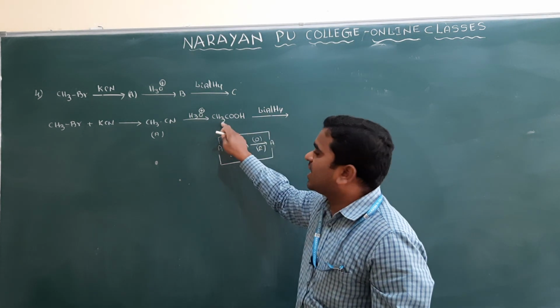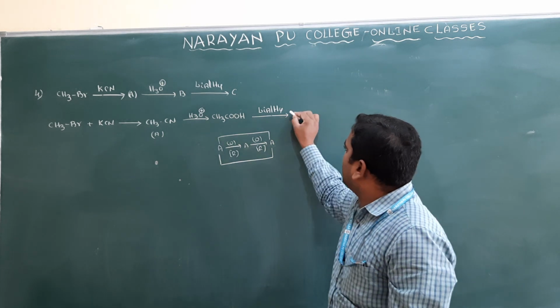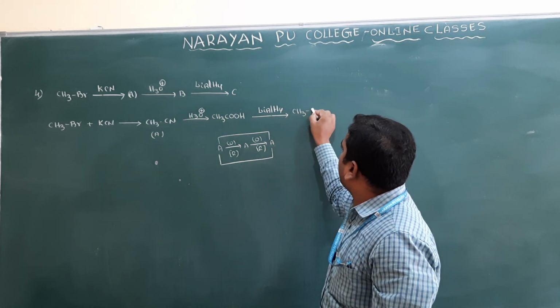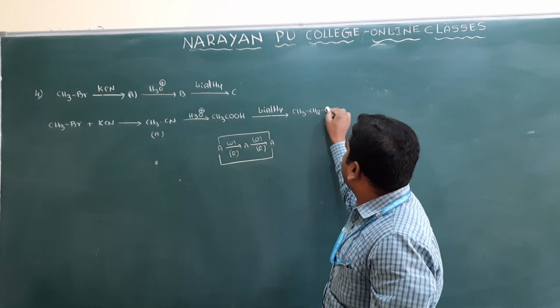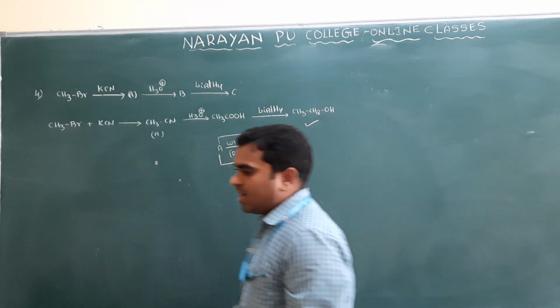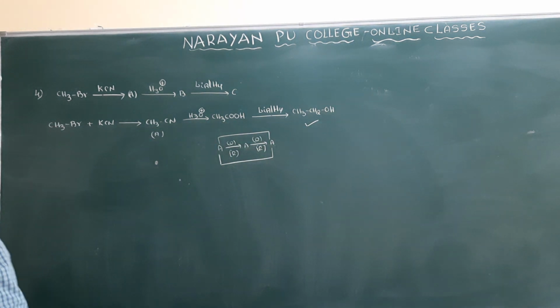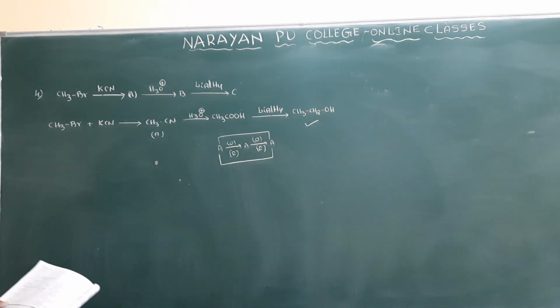With a strong reducing agent followed by hydrolysis, you will get the compound alcohol, a 2 carbon alcohol, that is ethanol. This is the answer. So your option is ethyl alcohol. Option 2 is the correct one.